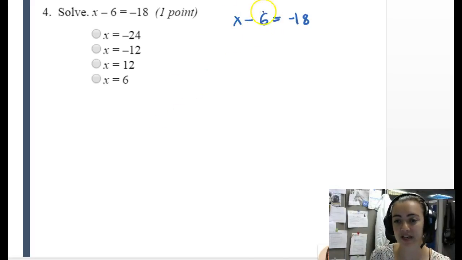So to get x by itself, to isolate the variable, you do the opposite. So instead of subtracting 6, let's add 6 to both sides.